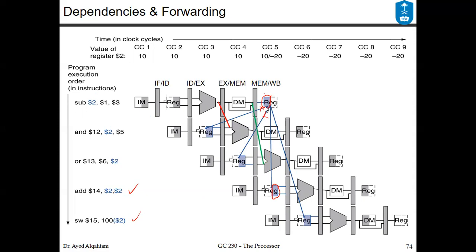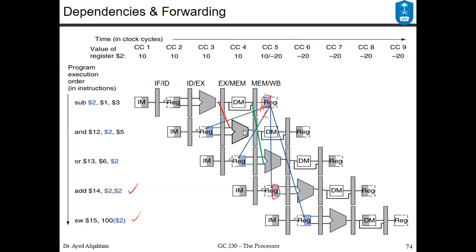So to solve this, we will use forwarding, which means that we will get the result as soon as we can. We know here we can forward from the ALU to the ALU because the result of the subtract would be ready here and needed as an operand right here. So we forward it. For the OR instruction, it needs the register 2 as the second operand right here.